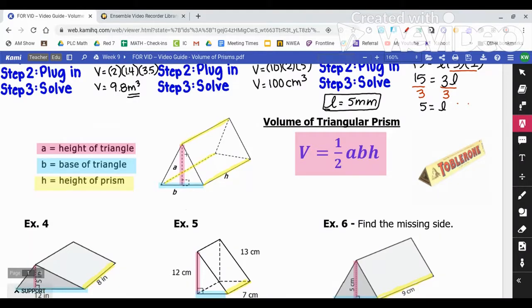First, check out the triangular base. A is the height of the triangle. B is the base of the triangle. They have to be at a right angle to each other. H is the height of the prism. It's the dimension that connects the two triangular faces together. And there's a half in the formula because a triangular prism has half the volume of a rectangular prism with the same dimensions.